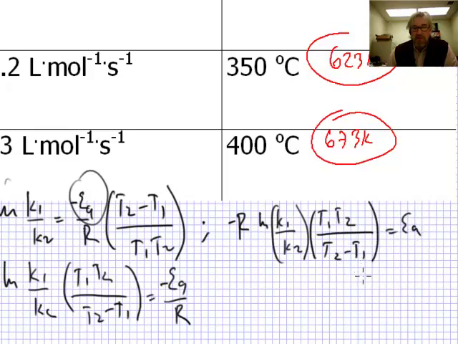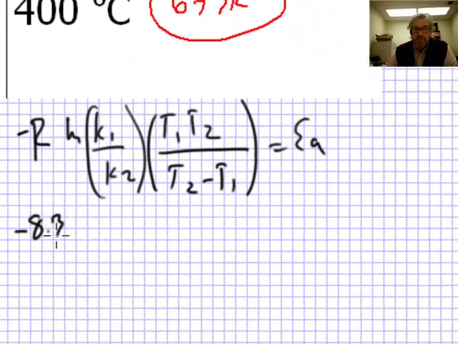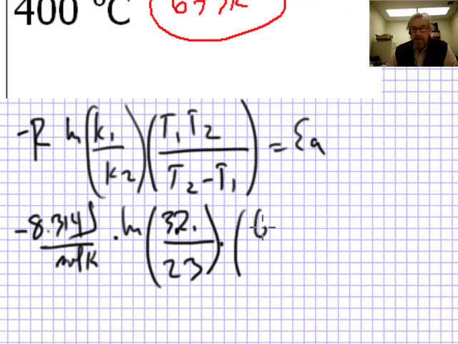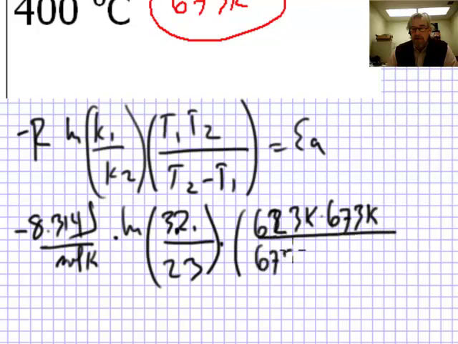So now I just need to plug some numbers in here. So minus 8.314 joules per mole Kelvin, that's R that we're using, times the natural log of 3.2 liters per mole second divided by 23 liters per mole second. I'm not putting units in because they cancel out, times 623 kelvins times 673 kelvins over 673 kelvins minus 623 kelvins.